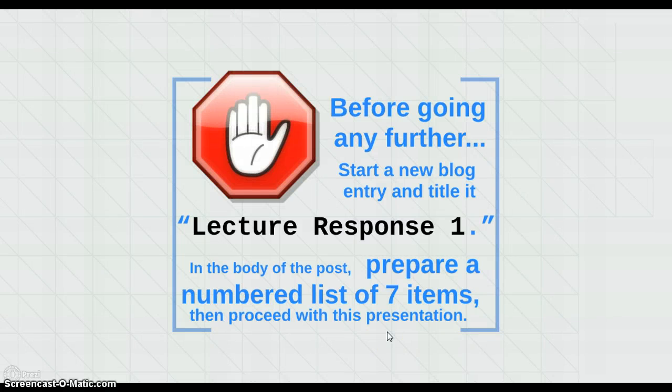Before we get going, I want to make sure that you have a copy of the companion guide for the lecture and that you've created a writing project blog at edublogs.com. At your blog, I want you to start a new blog entry and title it Lecture Response 1. In the body of the post, prepare a numbered list of 7 items, then proceed with this presentation.